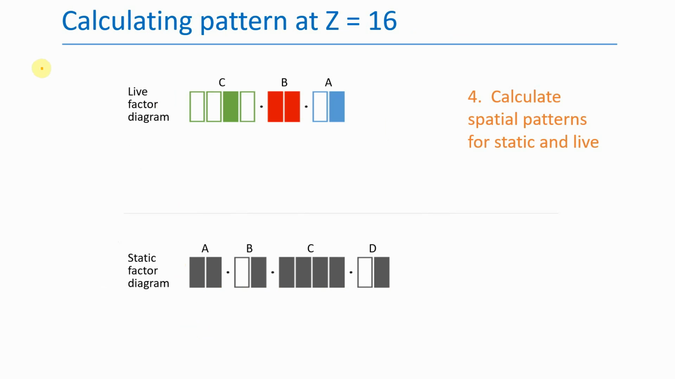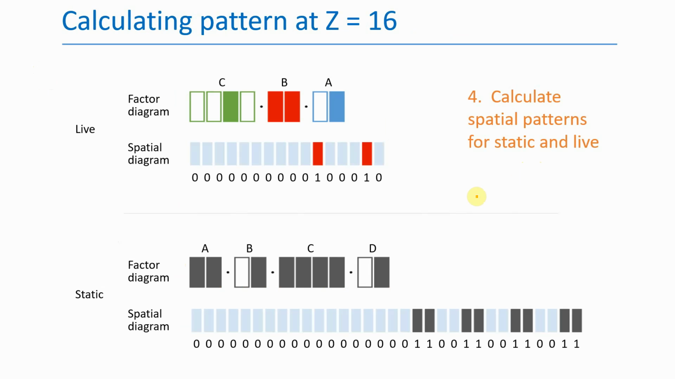Up to now, we've been representing the light with factor chains, but it can also be represented as spatial patterns, which is how the light actually looks in space. Step 4 is to calculate the spatial patterns for both static and live. We use the algorithms that were taught in the previous lecture, and we get these patterns for the static and live respectively. They are vectors of zeros and ones, a 0 for each dark patch and a 1 for each bright patch. They can also be drawn as diagrams.